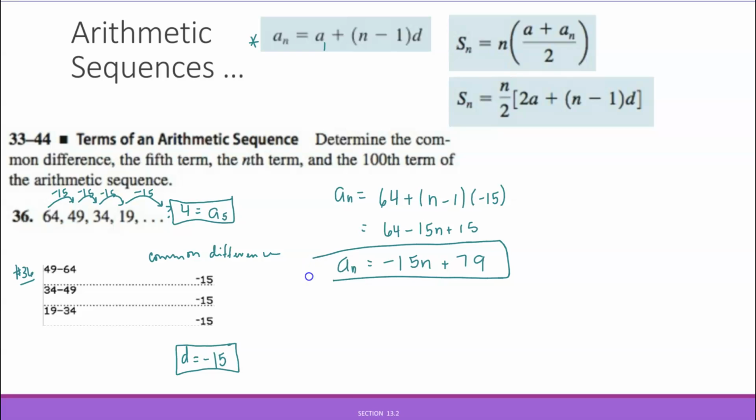Okay, so from here they want us to find the 100th term. Now they just want us to plug in 100 for n. So we get negative 15 times 100 plus 79. And what we're going to get for that 100th term is negative 1,421.